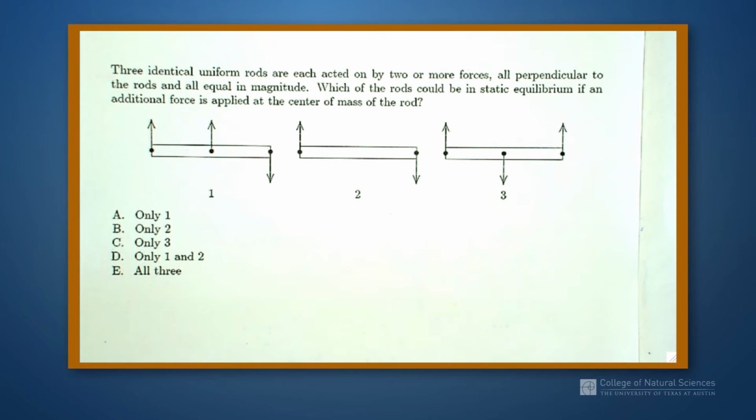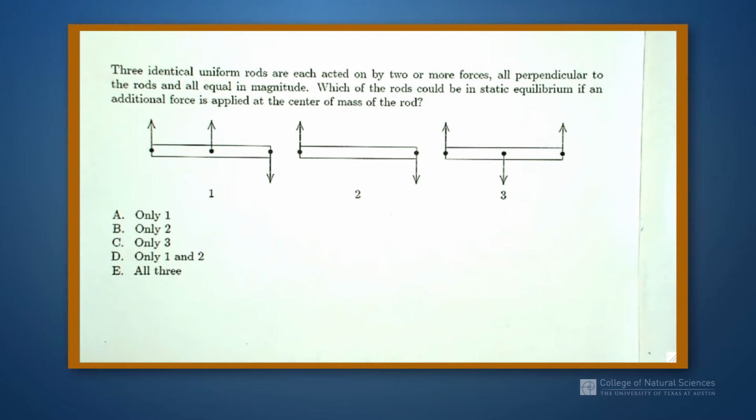Let's say we have three identical uniform rods that are each attached by two or more forces, all perpendicular to the rods, and are all equal magnitudes. Which of the rods should be in static equilibrium if an additional force is applied at the center of mass of the rod?